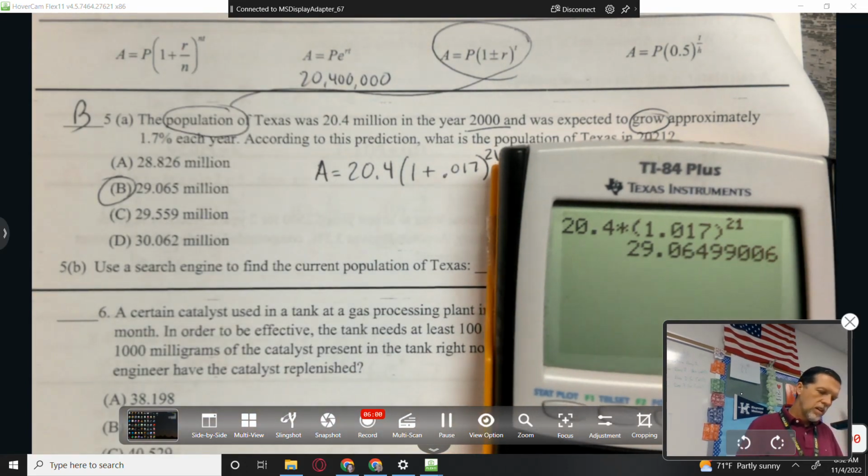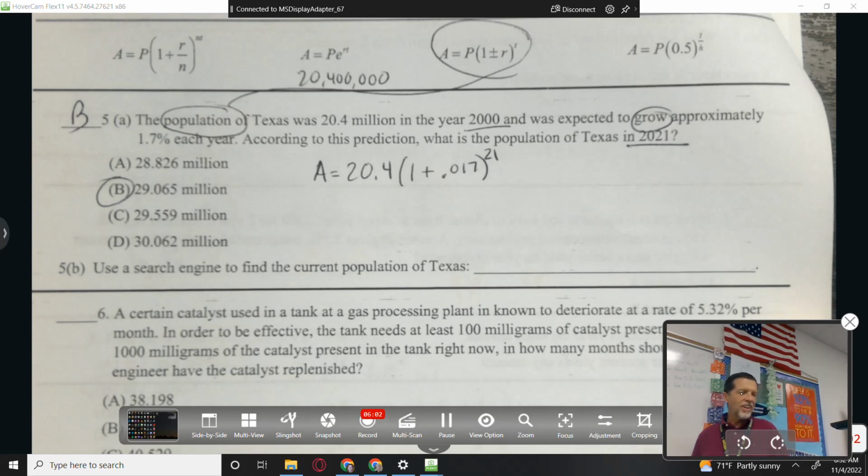That's crazy. Use the search engine to find. Anybody do that with the current population of Texas? Oh. What search engine? Like Google? Like Google, yeah.